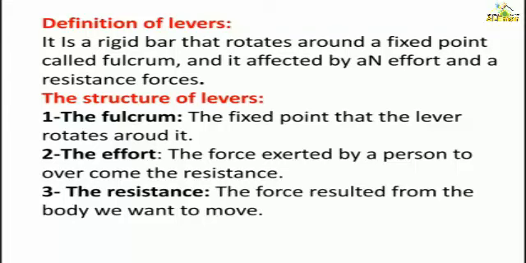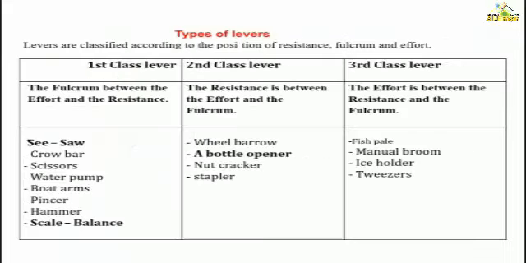It's the fixed point that the lever rotates around. Number two, the effort. It's the force exerted by the person to overcome the resistance. Number three, the resistance, the force resulting from the body we want to move. We have three types of levers: the first class lever, second class lever, and the third class lever.